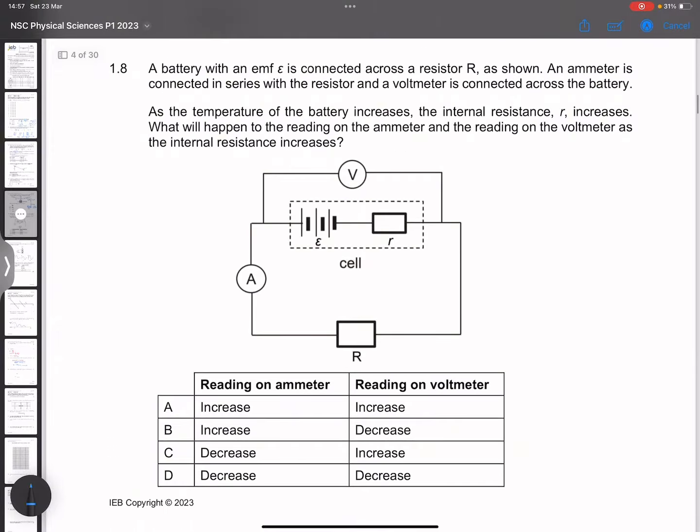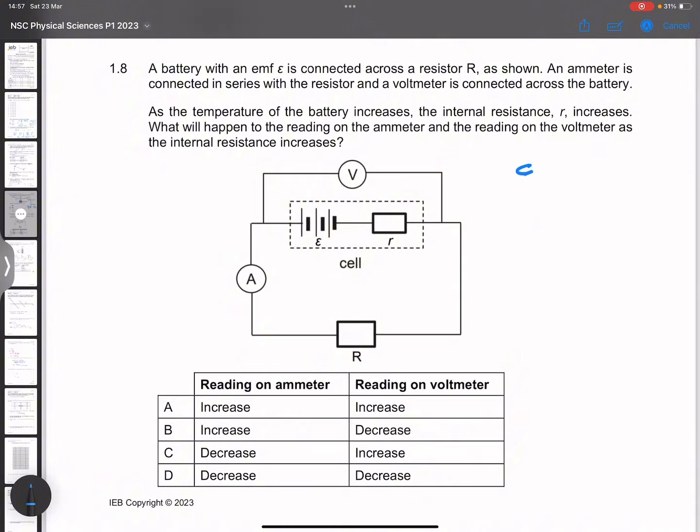Right, now the next one, they say to us a battery with an EMF E is connected across the resistor R, as shown. An ammeter is connected in series with the resistor, and a voltmeter is connected across the battery, right? So they say to us, as the temperature of the battery increases, the internal resistance increases.